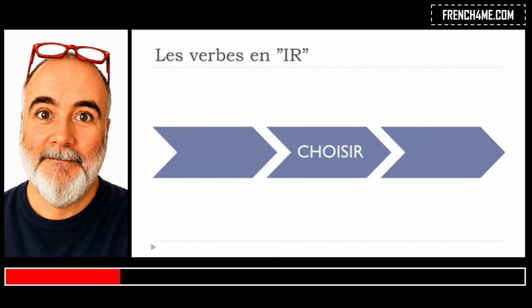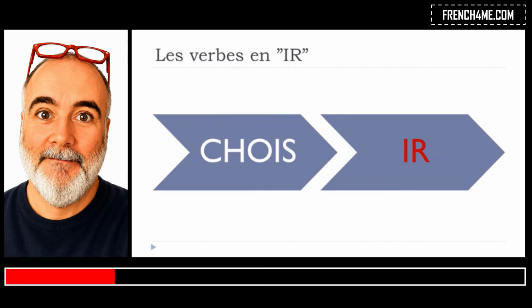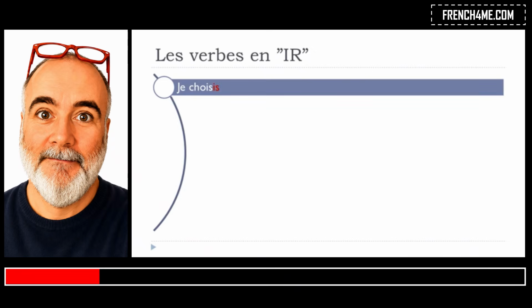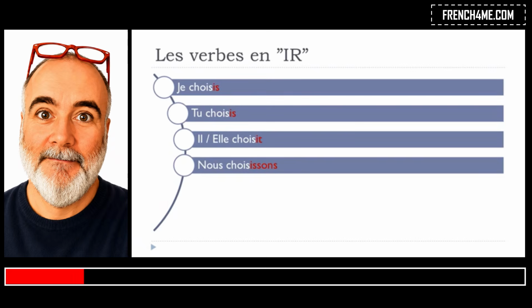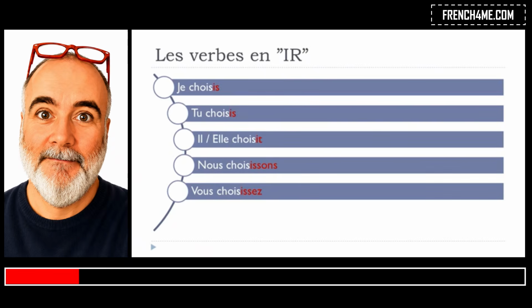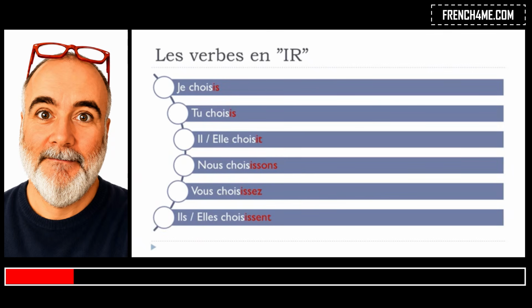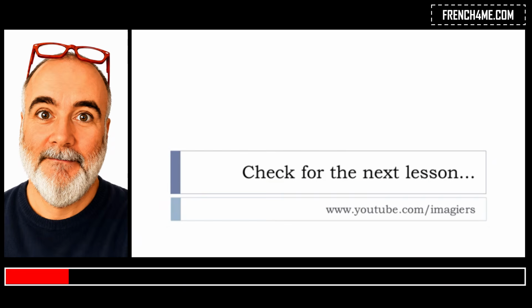Okay, let's take choisir. Third example, you spot it ending with IR here. Choisir means to choose. Okay, then same way. Je choisis. Tu choisis. Il choisit. Elle choisit. Nous choisissons. Vous choisissez. Ils choisissent. Elles choisissent. Okay, that's it. So these verbs from the second group at the present form are not really difficult to conjugate. You just need to remember the endings.